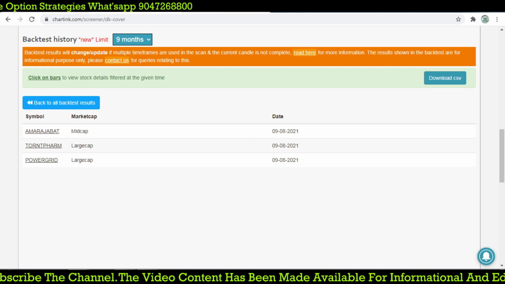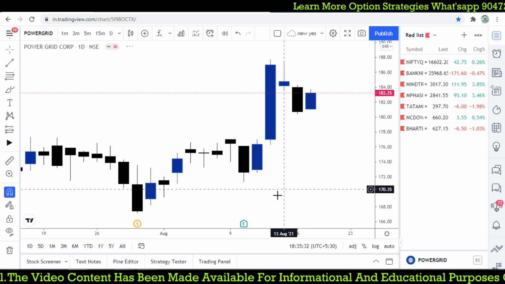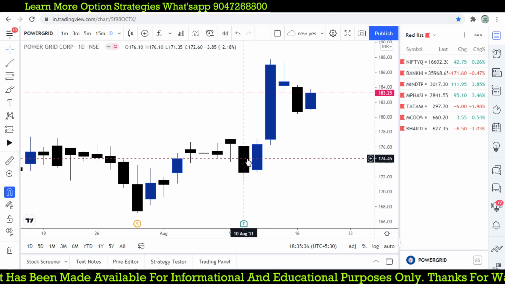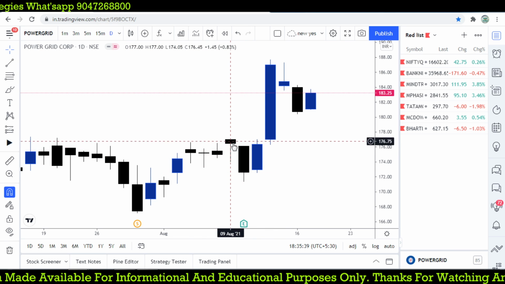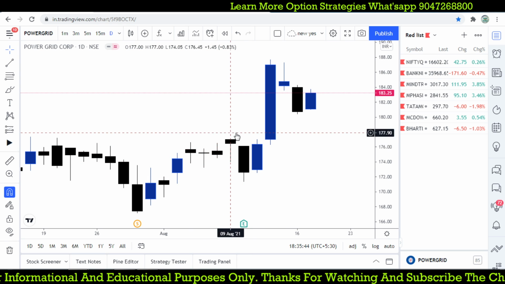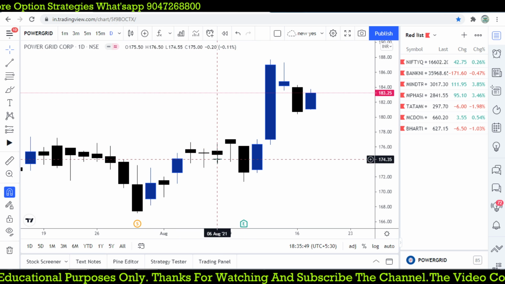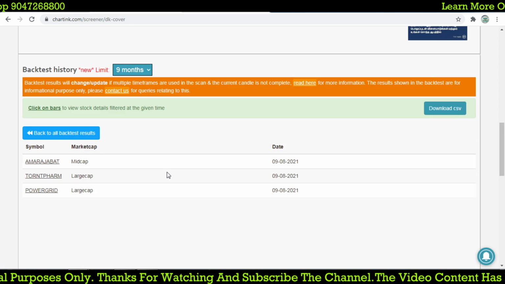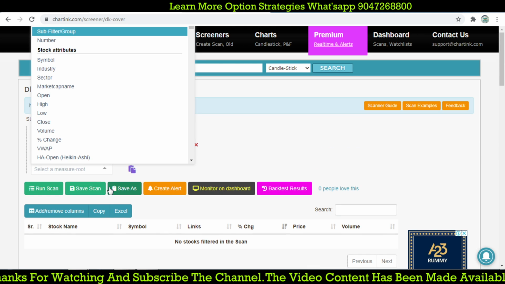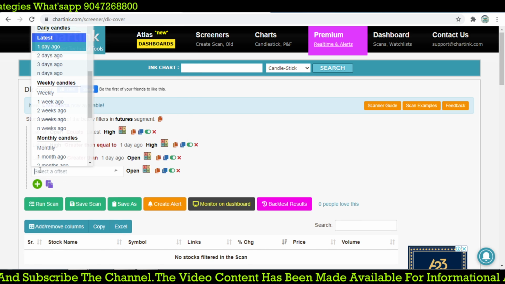Right, and the third one is Power Grid. Let's go for Power Grid. Here we didn't get any opportunity on Power Grid, because on the 9th, where there was an opportunity, it looks like the previous candle is not a green candle, it is a red candle. So to filter that out, we will code something about the open price of 1 day ago.